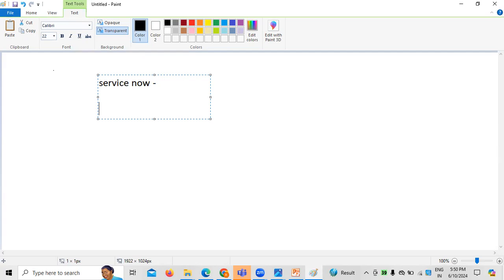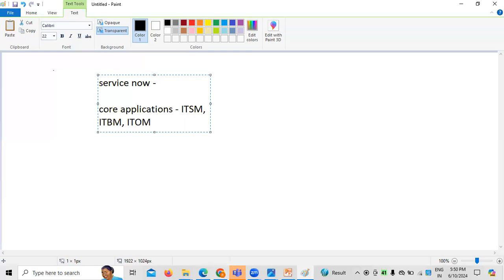But in addition to that, when it comes to the application called ServiceNow, there are three core applications we have, right? So first of all, we must know about these three core applications. One is ITSM, the second one is ITBM, followed by ITOM, right? These are the three core applications, especially in ServiceNow, that a ServiceNow business analyst must be good with. This is point number one.